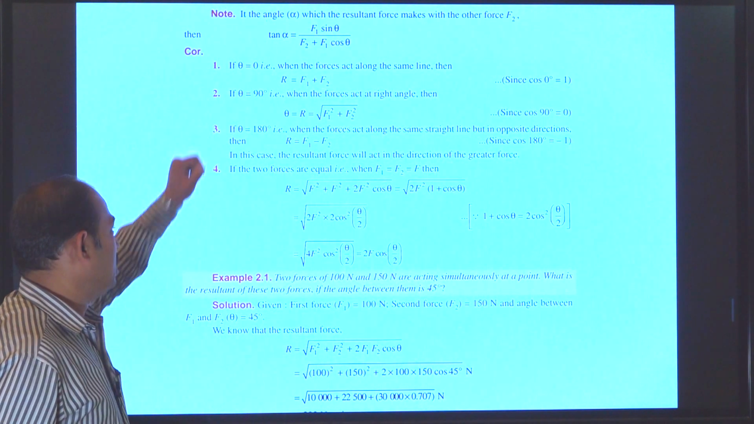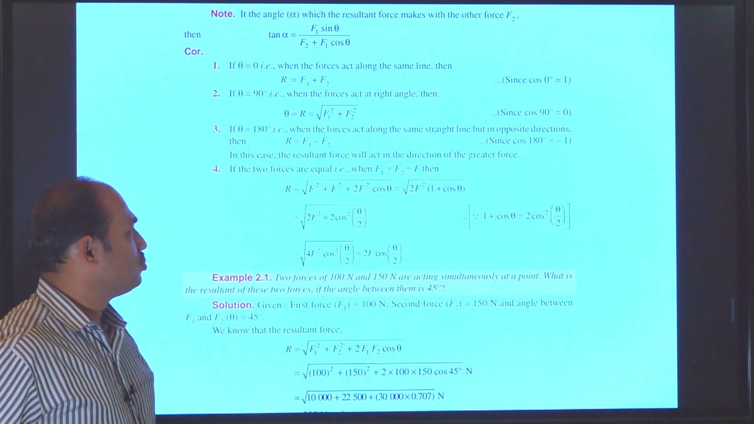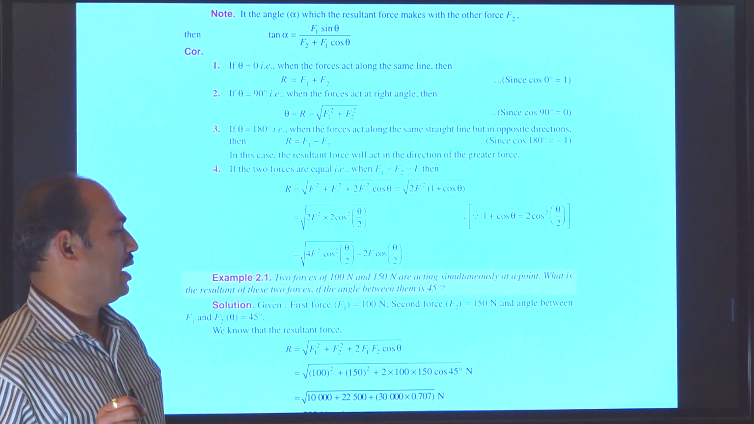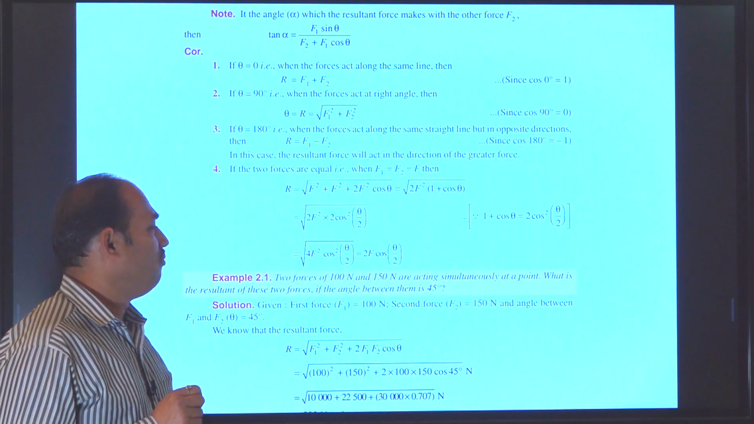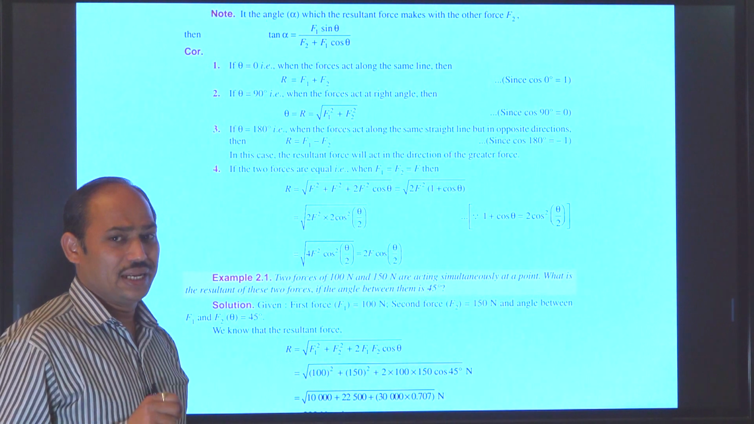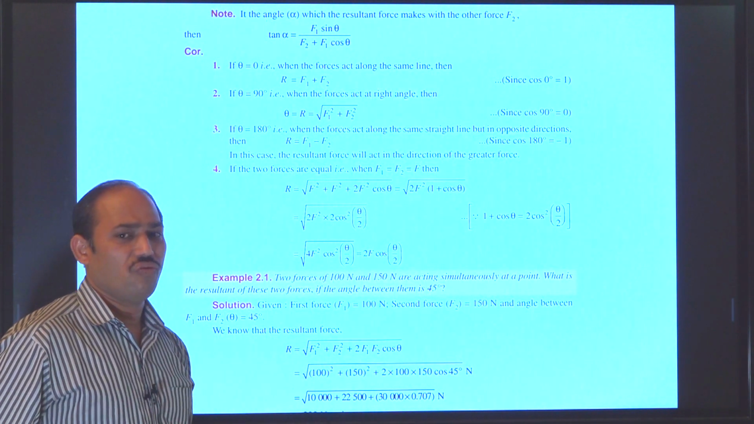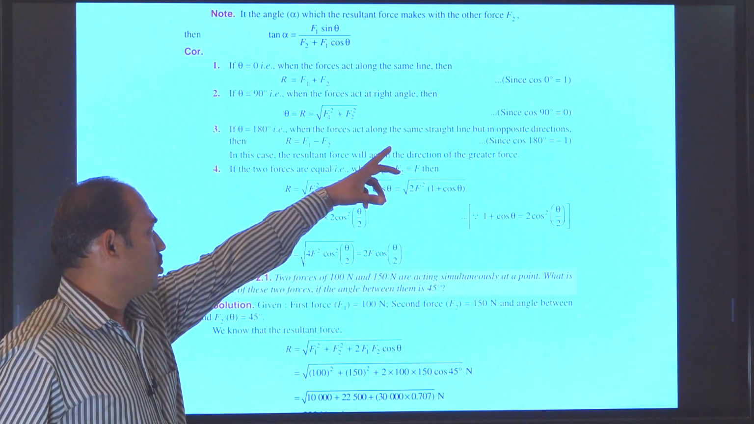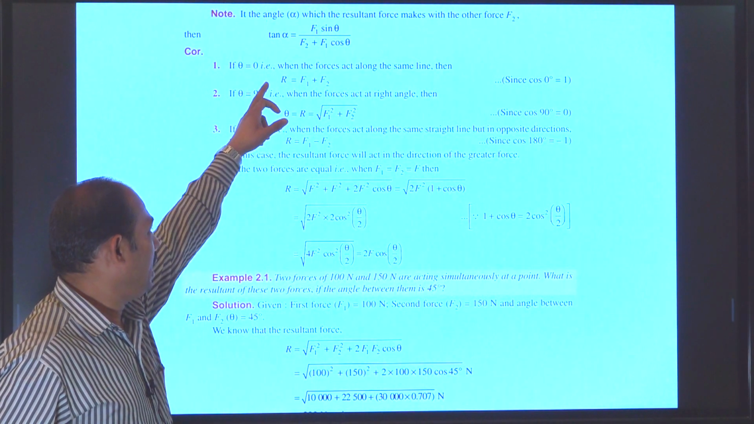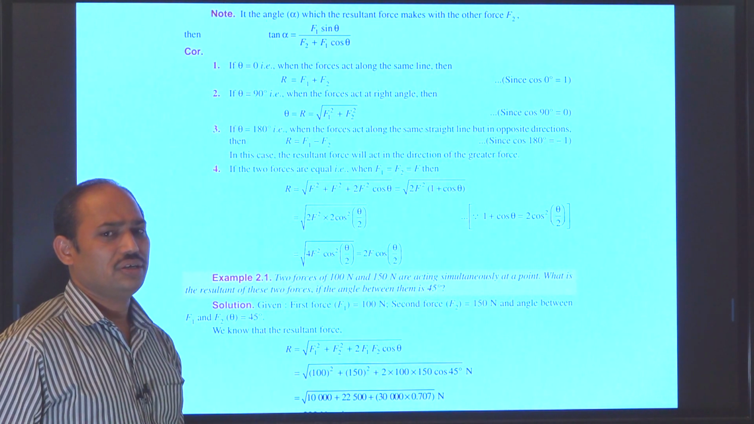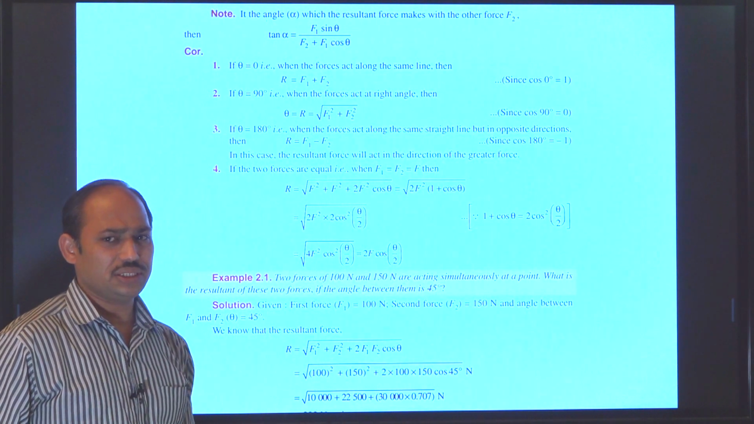In case number one, if theta is equal to 0 degrees, that is, when the forces act along the same line, then the magnitude of the resultant is R equal to F1 plus F2. Since cos 0 degrees is equal to 1, substituting this in the above equation, we get the magnitude of the resultant force when theta is 0 degrees as R equal to F1 plus F2.